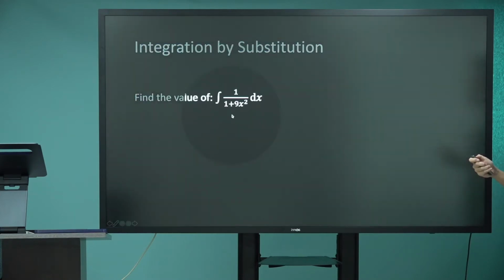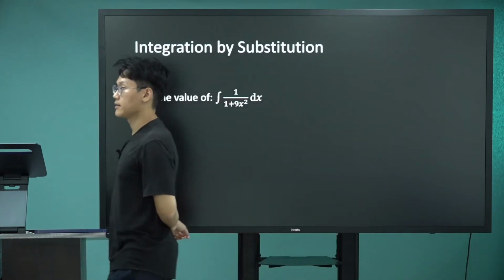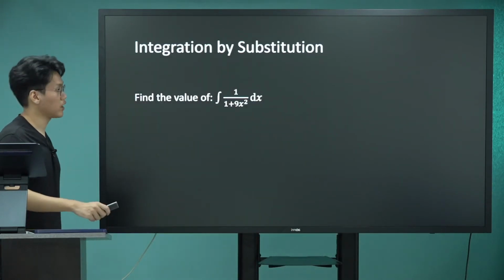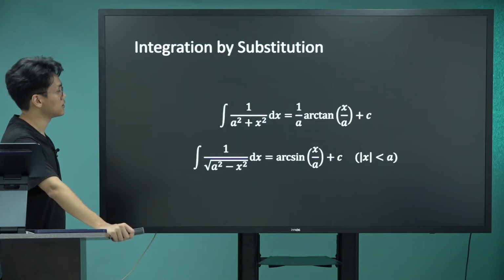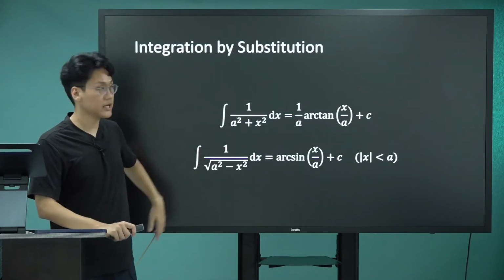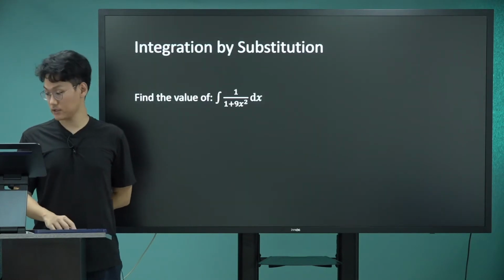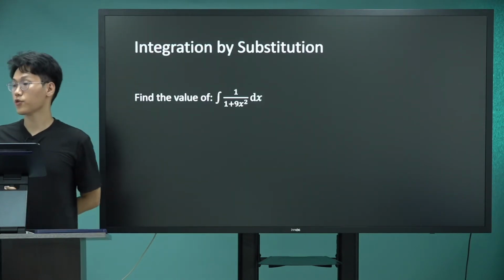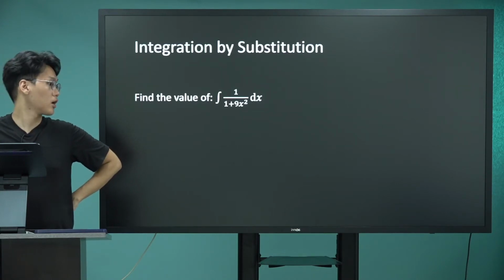Okay, so let us have a look at 1 over 1 plus 9x squared, right? My job here is to describe this as a sum of squares. From this table, for this problem, what do you think you're going to have? Can you please tell me what you think you're going to have? Would you have something of arctangent or arcsine?